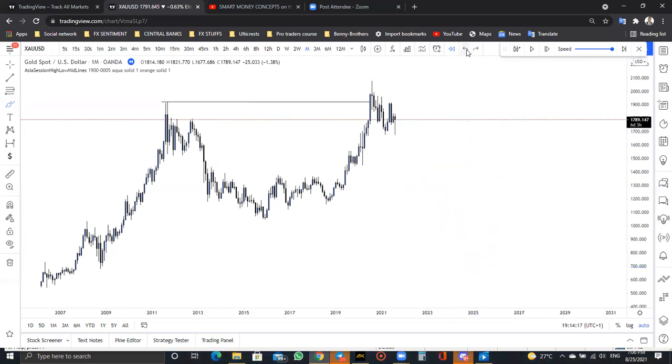Are you getting it now, guys? So from what we can see now, it's obvious that the monthly time frame after breaking structure to the upside is just consolidating.